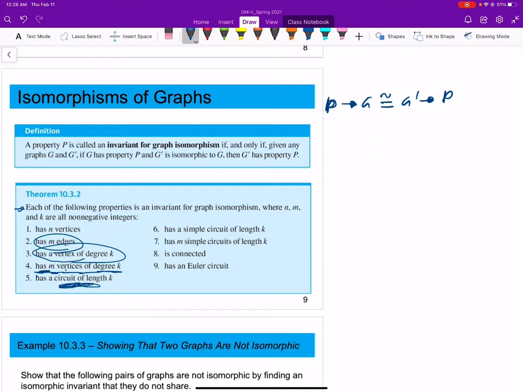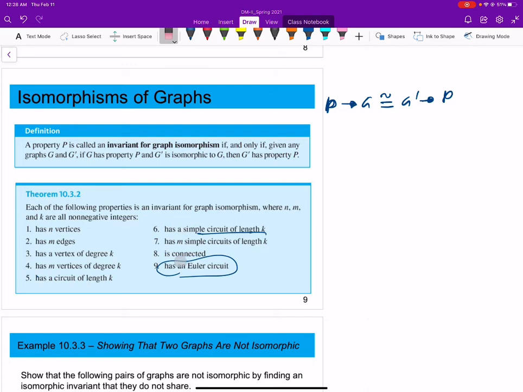All right, so the sixth one is simple circuit of length k, and then connectedness. That means if the graph G is connected, graph G prime is also connected because they are isomorphic. And then Euler circuit. If graph G has an Euler circuit, graph G prime should also have an Euler circuit.